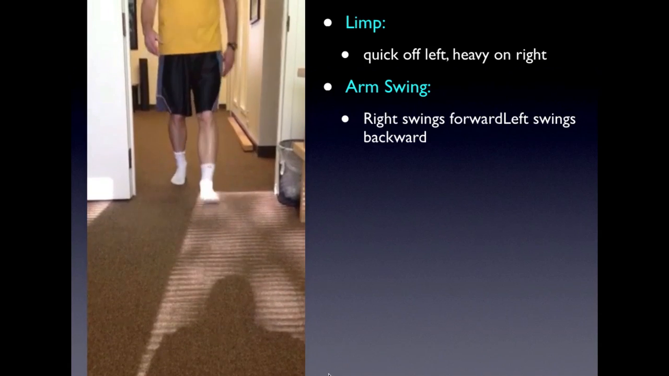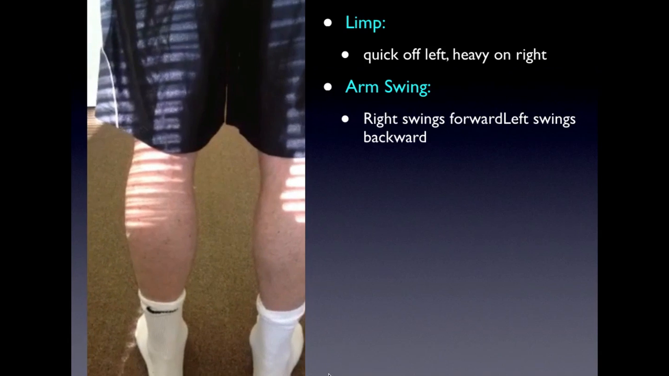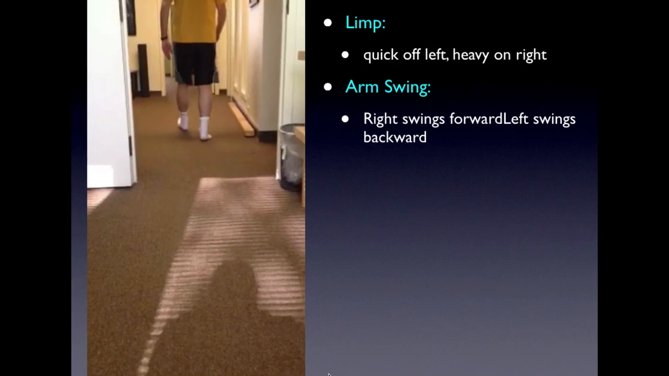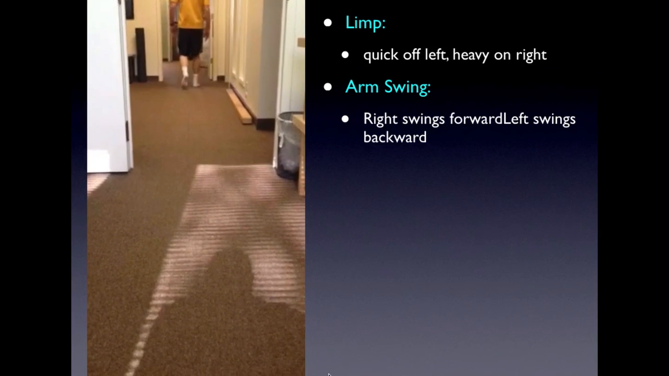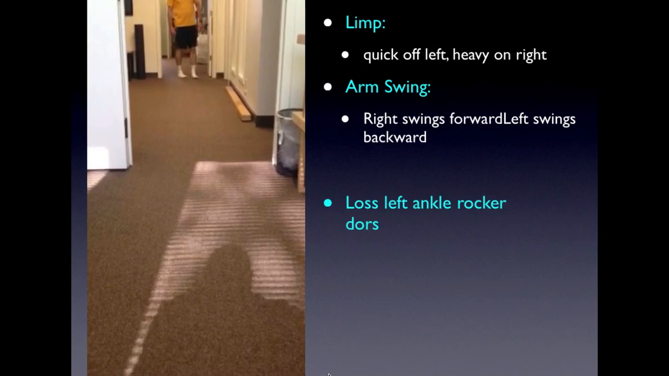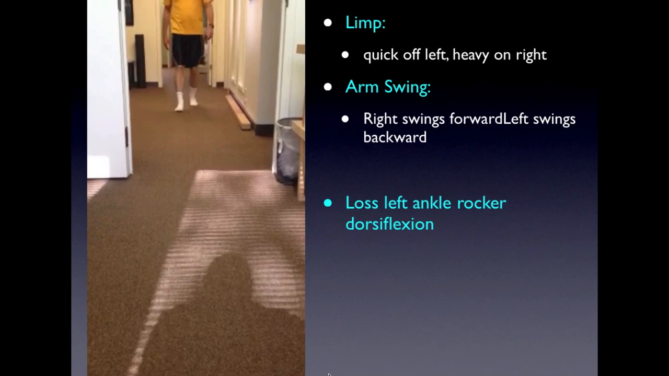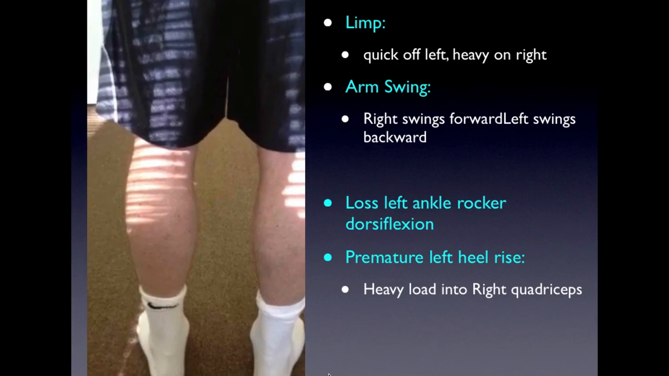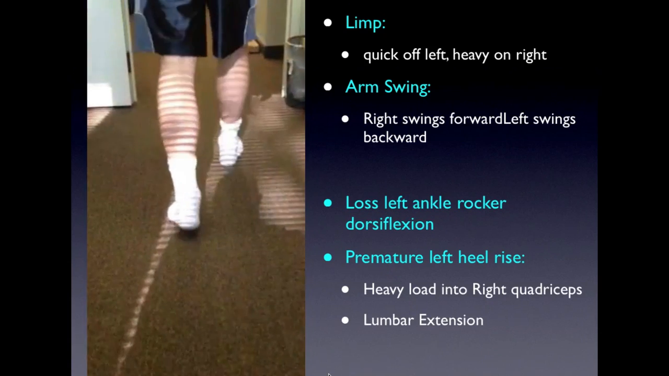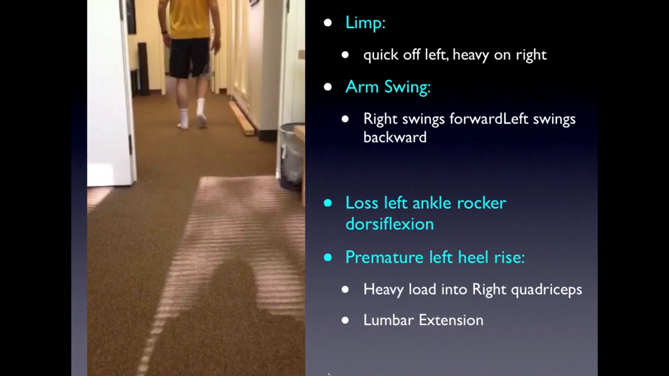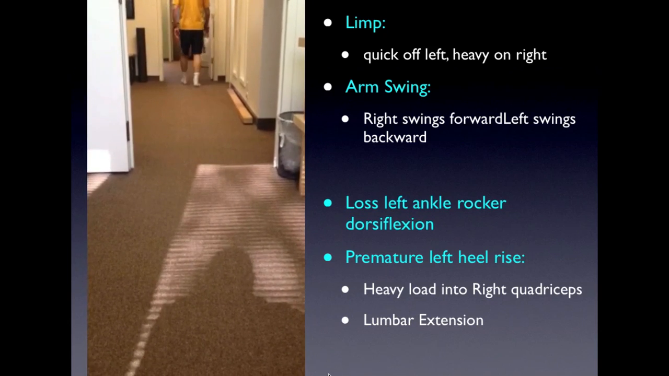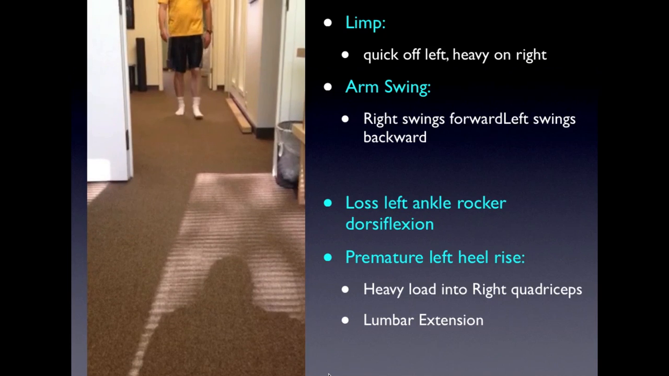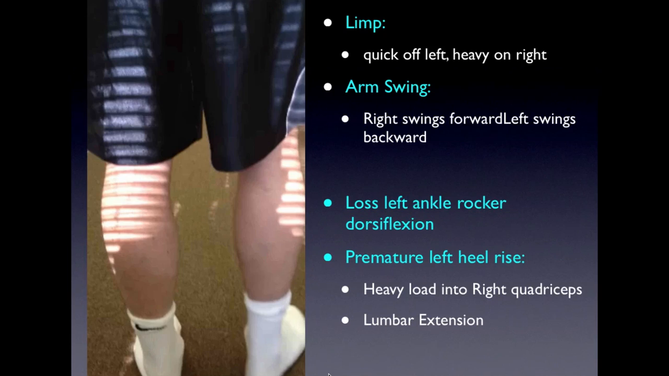And moving forward, you can see that right arm moving forward very nicely, but it really does not go behind his body. And the left side, we'll look one more time, really stays behind his body and doesn't move forward. This is a neurologic guarding response to some of the pathology that we're seeing. So we see a left ankle rocker, a dorsiflexion loss, premature left heel rise, heavy load into right quadriceps. Lumbar extension, you're not going to see that very much or very easily on the examination here, gait-wise, but on the table it was quite evident that his altered hip extension pattern was forcing him to extend through his lumbar spine, which was also enabled by his weak abdominals and tight quadriceps.